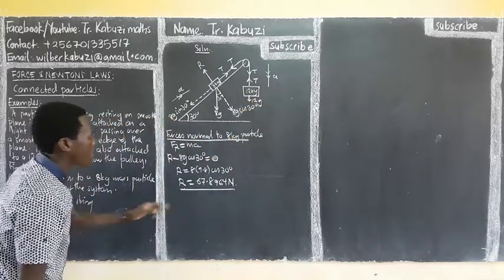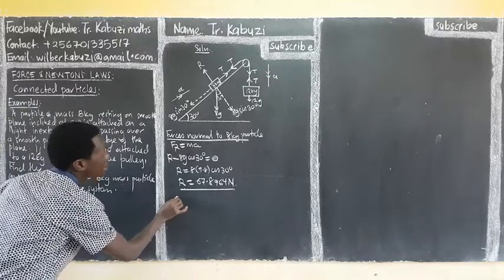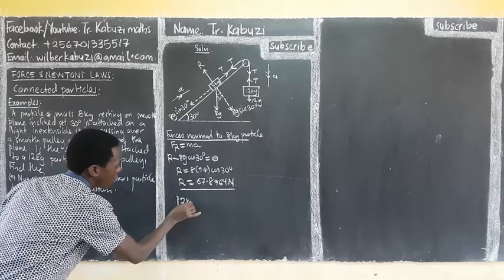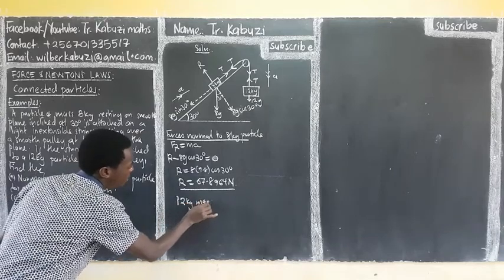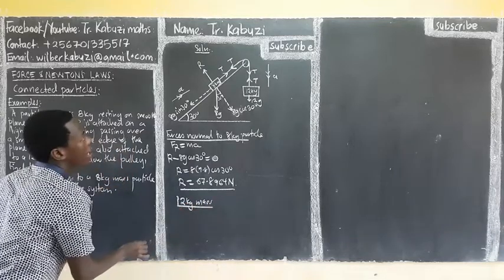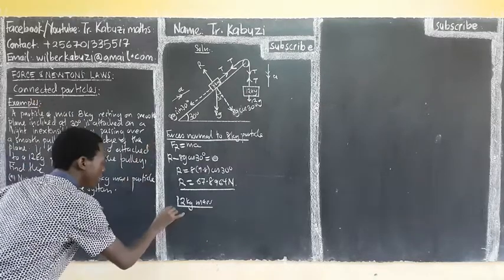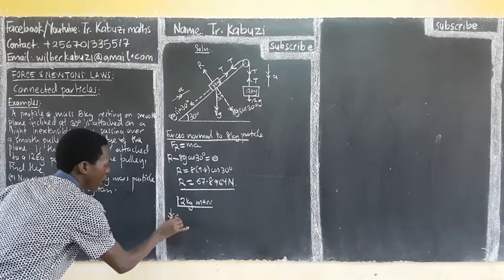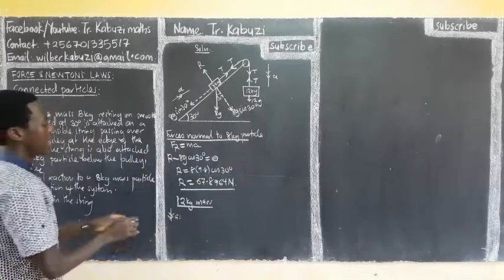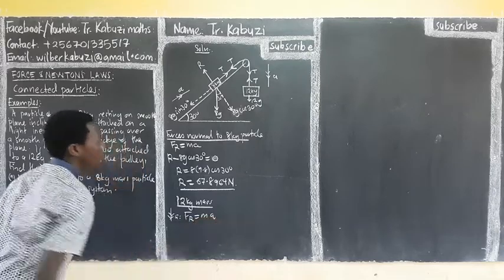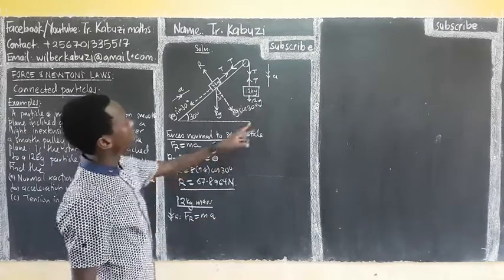So if you start with the 8 kilogram mass, okay, let's start with the 12 kilogram mass. Where's the acceleration going? In that direction. So our acceleration is going in this direction, a. It means that now the resultant force will be equal to m times a, using the second law.